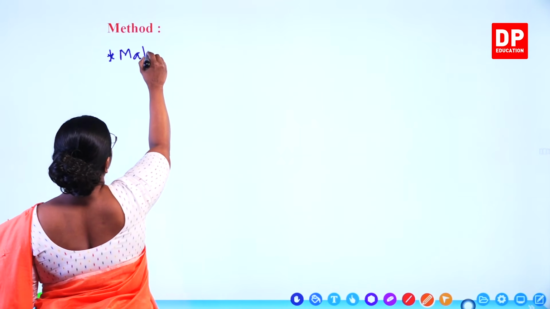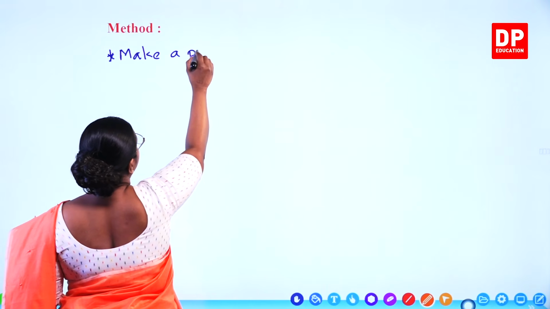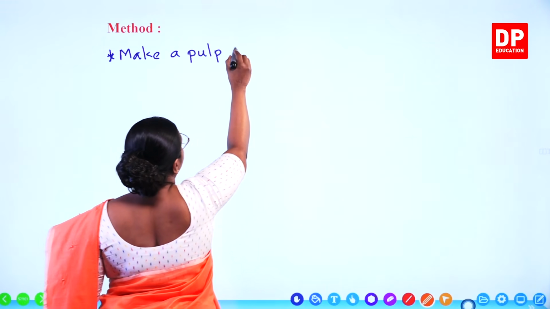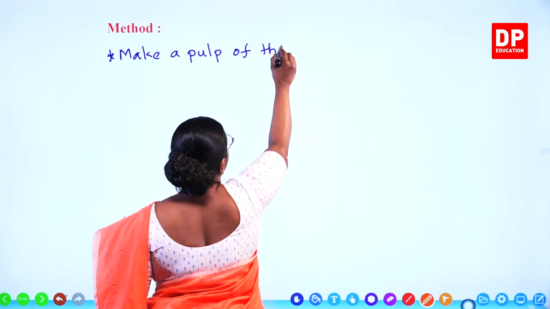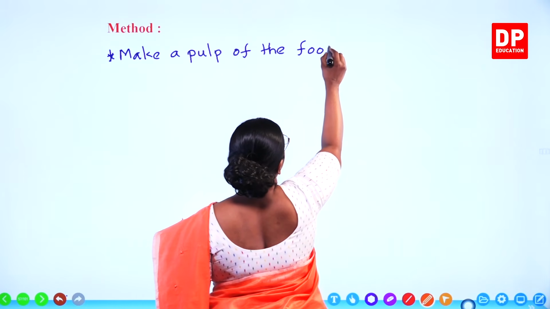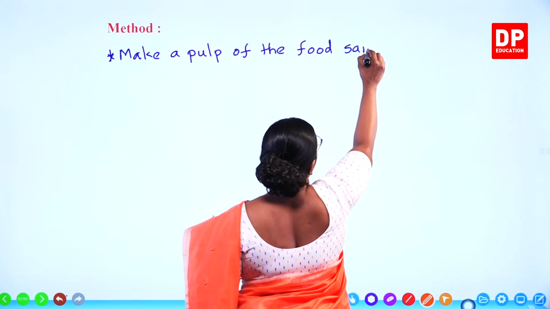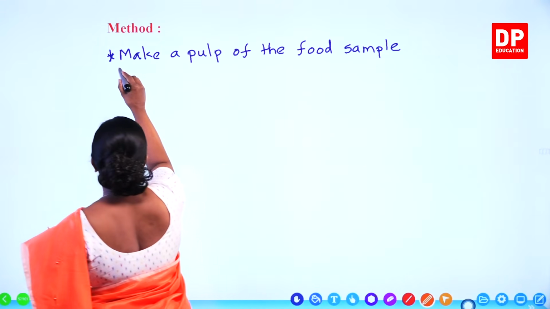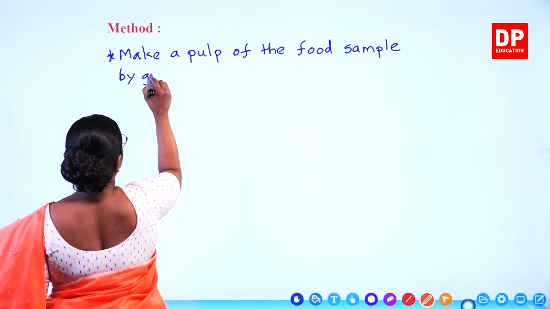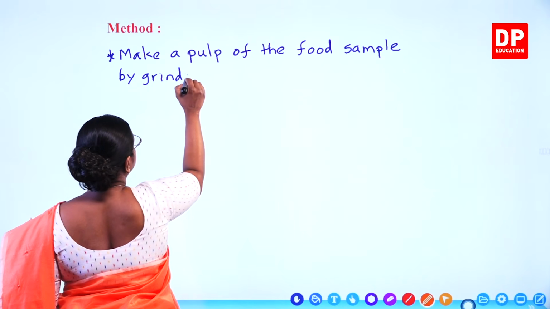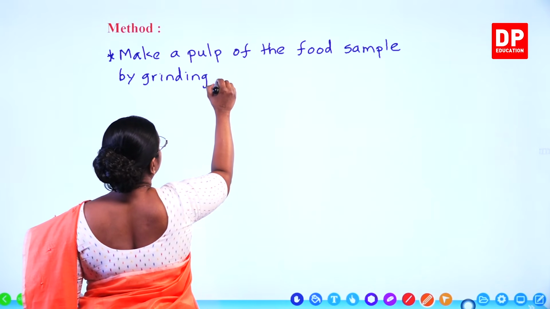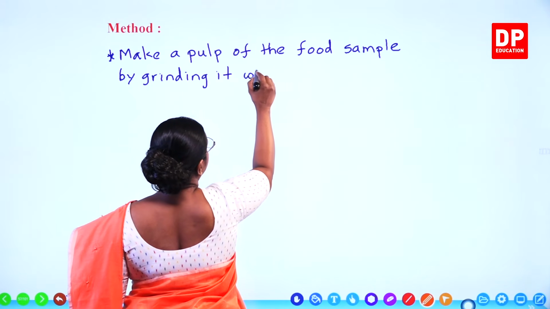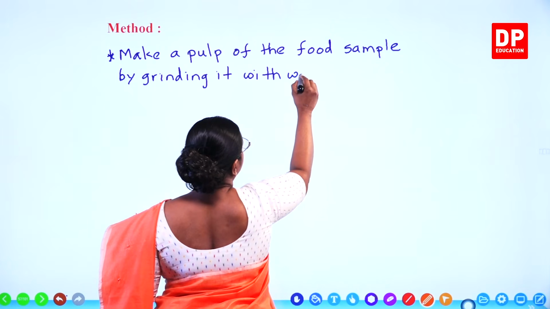Make a pulp of the food sample by grinding it with water.